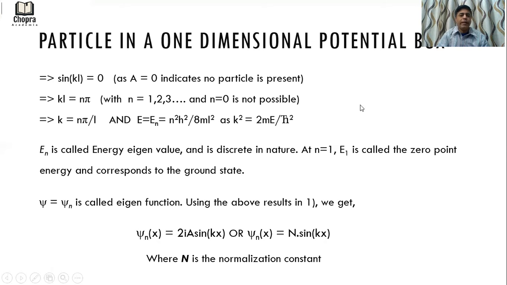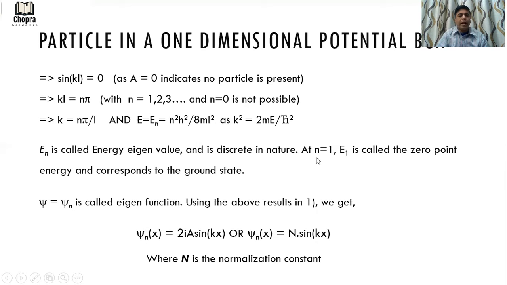Now k is equal to n pi by l from this equation. Substituting k equal to n pi by l in the formula k square equal to 2mE by h cross square, we get the energy eigenvalue to be n square h square by 8 m l square. This is a very important formula. Now En is the energy eigenvalue and is discrete in nature. At n equal to 1, E1 is called the zero point energy and it corresponds to the ground state.